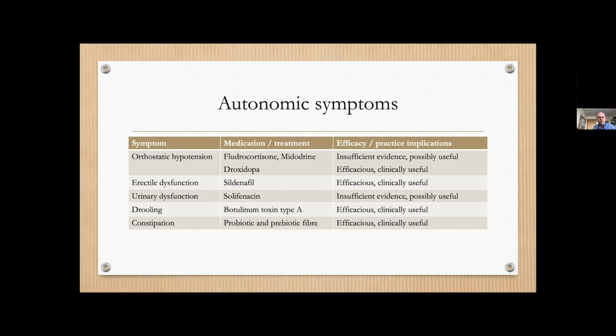Urinary dysfunction is a tricky one. There aren't that many studies that specifically look at Parkinson's disease patients. I'm always a little bit concerned in the older patients that they have an underlying problem, that they should be seeing a urologist. It's one of the areas I feel a little bit uncomfortable prescribing medications for. Drooling: there's some evidence for glycopyrrolate, but the new use of Xeomin, or type A botulinum toxin, is safe and efficacious, and we've recently started using it in the pre-COVID era, and that seems to be fairly useful. Constipation: probiotics and fiber are as good as anything in Parkinson's disease.